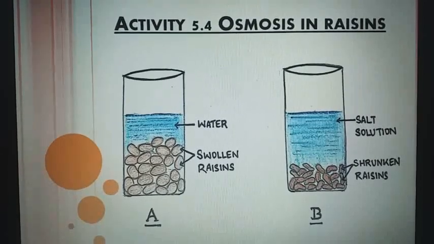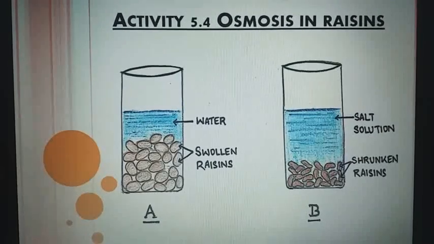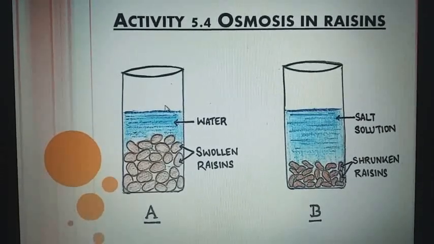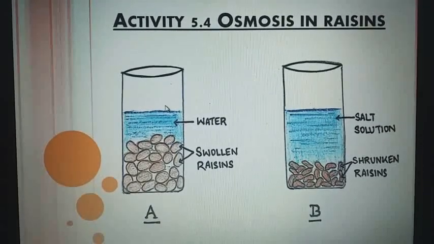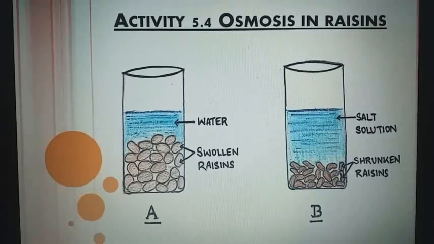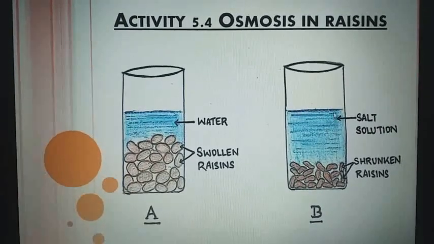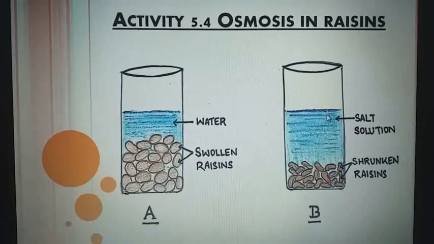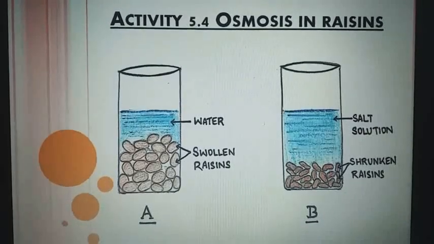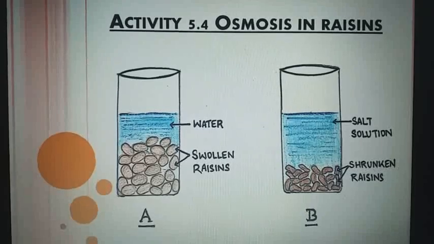This shows that water molecules flow from the higher concentration to lower concentration. So in beaker A, the medium surrounding the raisin has a higher concentration of water, so the raisins will gain water by osmosis and swell up. Whereas in beaker B, the medium has a lower concentration of water than the raisin, so the raisins will lose water and will shrink.